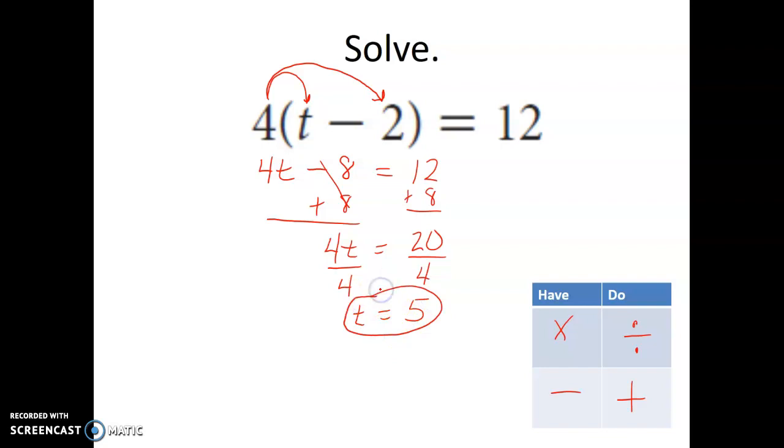I believe that's my solution. But before I go ahead and say I'm done, I'm going to check it by substituting 5 in for t. So 5 minus 2 is 3. 4 times 3, does it equal 12? It sure does. So I know t equals 5 is a good solution.